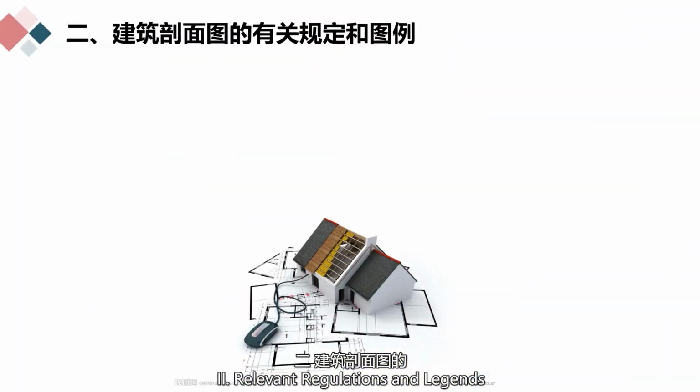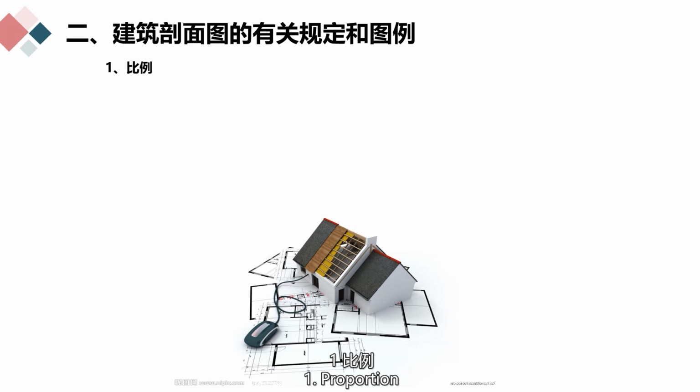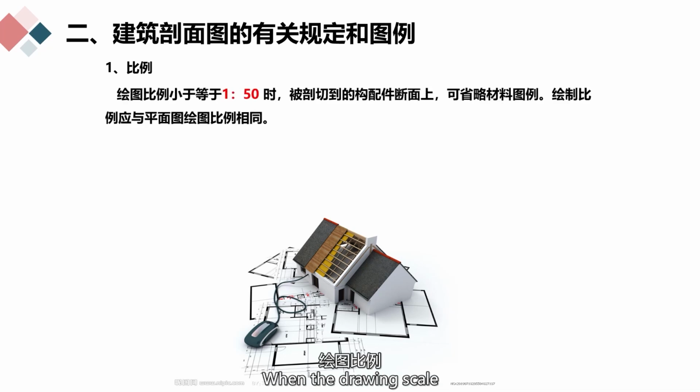Secondly, relevant regulations and legends of architectural section drawings. First, proportion. When the drawing scale is less than or equal to 1 to 50, on the cross sections of the components and fittings that are cut through, the material legends can be omitted. The drawing scale should be the same as that of the plan view.